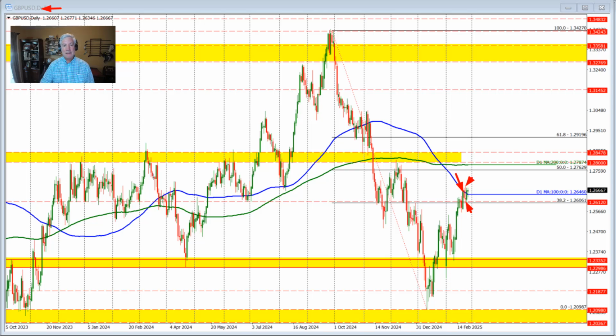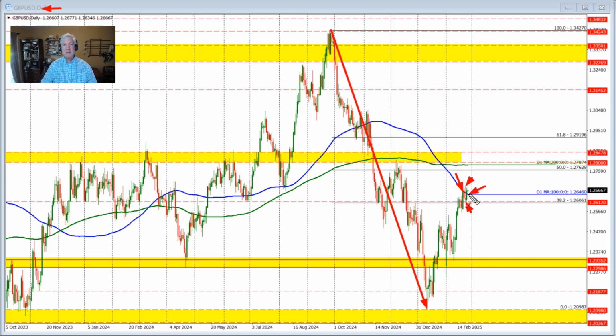What is key on the downside, however, is that the price did hold support against the 38.2% retracement of this move down from the September high to the January low. That 38.2 came in at 1.2606, and you can see how the price bounced against that level on, I guess that was Monday and Tuesday. Each of those lows came down to that level, tested it, and rotated back to the upside. So that's good news for the buyers.